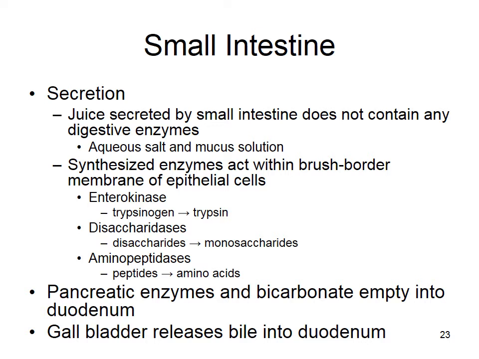You also have a series of disaccharidases that are brush border enzymes. And disaccharidases convert disaccharides, which are two monosaccharides held together by a covalent bond, into monosaccharides. So you guys all produce sucrase as a brush border enzyme. And sucrase digests sucrose into glucose and fructose.